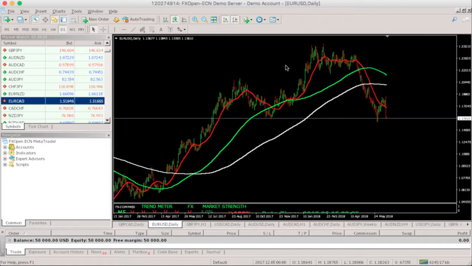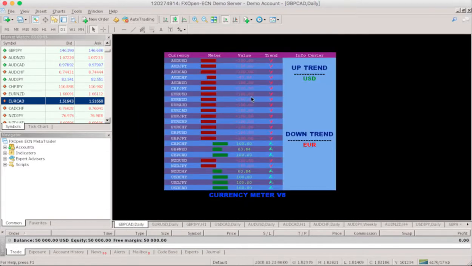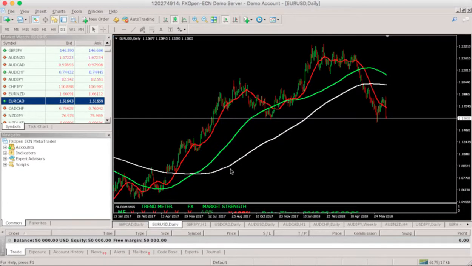I hope this has been a good explanation of how to use currency meter as well as how to do basic trading. I will be posting some more training on trading with currency meter. But this one at least gives you a head start to start looking at your meter, find a good trade, then go to your chart and find your trade setup.